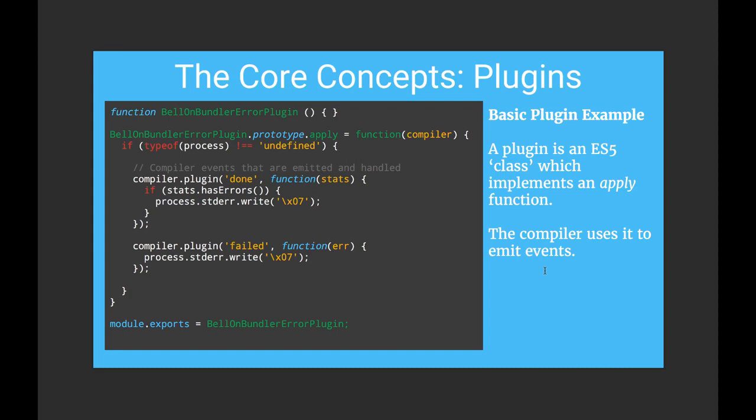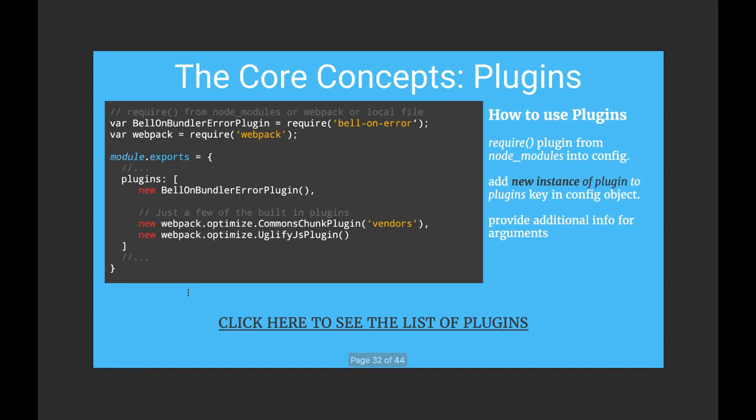so this is the basic plugin example. What it is doing, it is actually a plugin in an ES5 class which implements an apply function. And the compiler is using this plugin to emit an event. So this is a custom plugin you have written, and the name of the plugin is Bundler Error plugin, right? You just define a function and define a prototype on top of that, and now you are exporting it. Now you will use it in your Webpack config like this.